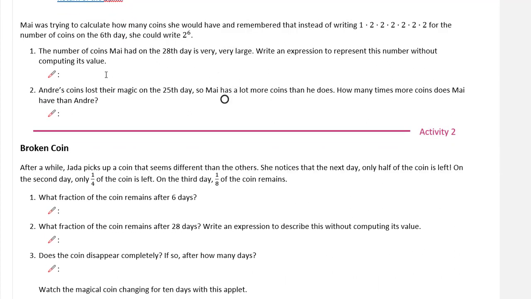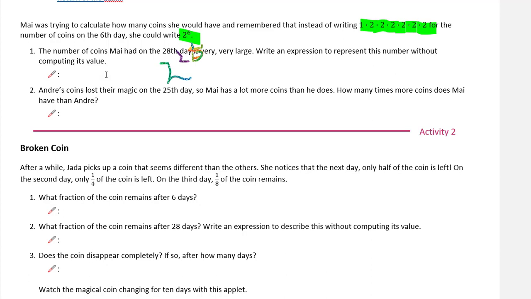And remember that instead of writing 1 times 2 times 2 times 2 times 2 times 2 times 2 for the number of coins on the 6th day, she could write 2 to the 6th. The number of coins May had on the 28th day is very, very large. Write an expression to represent this number without computing its value. And if you are thinking that would be 2 to the 28th power, you would be correct.